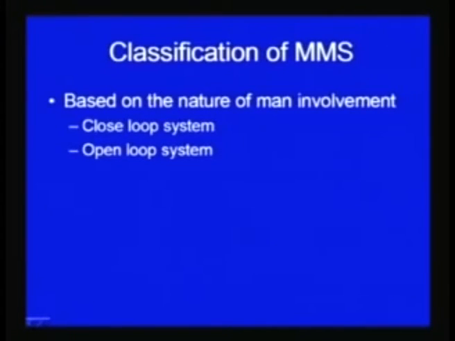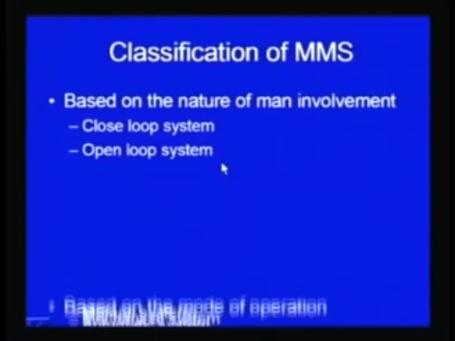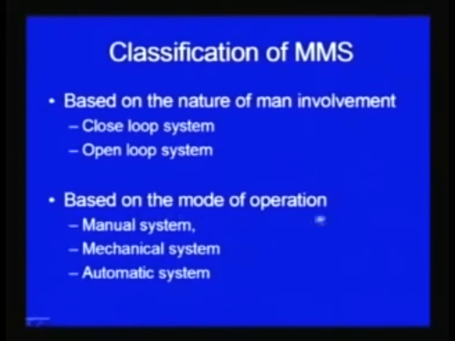The man machine systems can be classified on the basis of various factors. The two main factors based on which man machine systems are classified will be covered here. Based on the nature of the man's involvement, the extent up to which the man interferes with the machines for the success of the operation, we can classify closed loop systems and open loop systems. And another factor based on which man machine systems can be classified is the kind of operation.